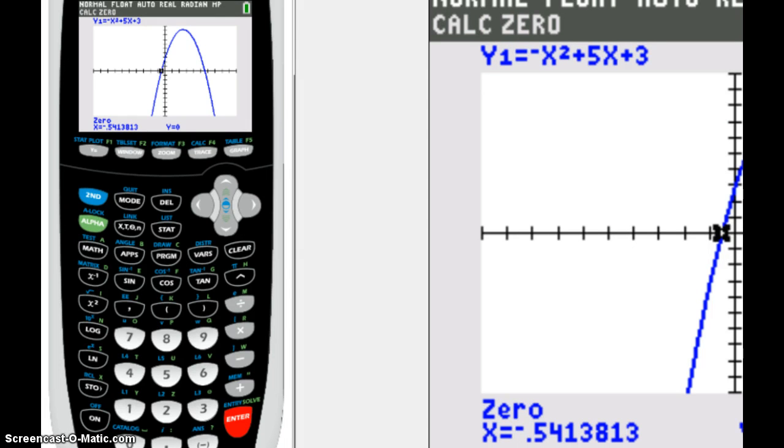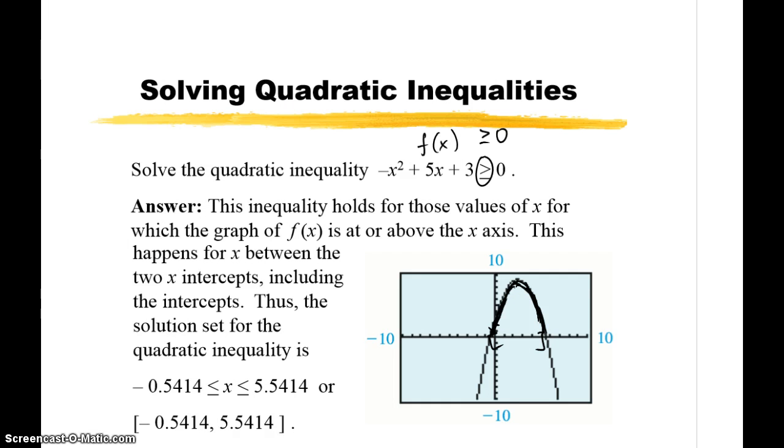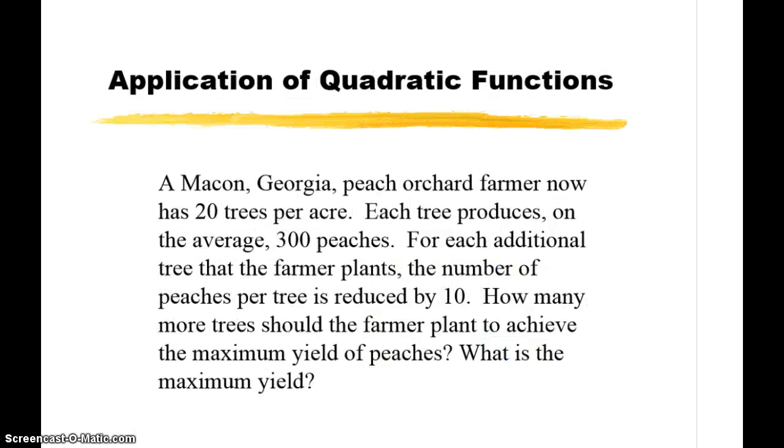So that's how they got that first point, negative 0.5414. That was the answer on our slides here. Okay, you repeat the same process for the right one, and that's when you have the interval for which f of x is bigger than or equal to 0. So that's how you deal with quadratic inequalities.